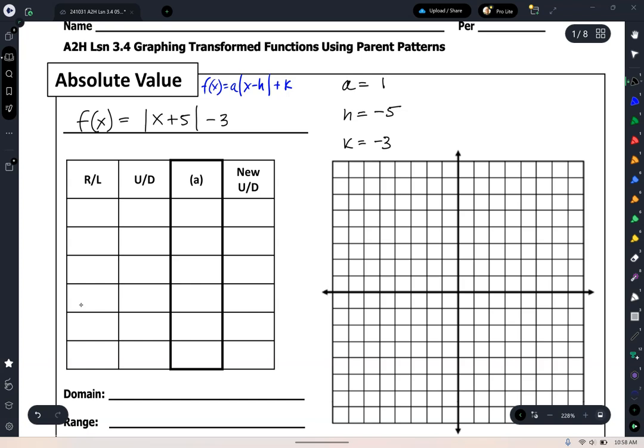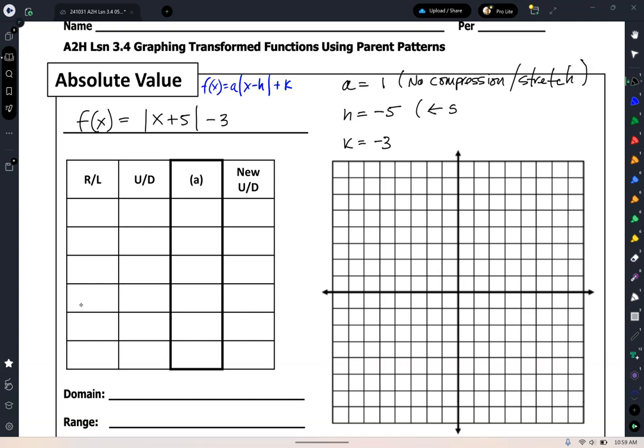We're also going to make some notes after these so that we're aware of what these controls are doing. Now, when A is 1, I want you to jot this down: there is no compression/stretch. We're going to use those words a lot. You need to know them, compression and stretch. H of negative 5 is going to give us a leftward shift of 5. And K of negative 3 is going to give us a downward shift of 3, or a translation of left 5 and down 3. Everybody good with that?